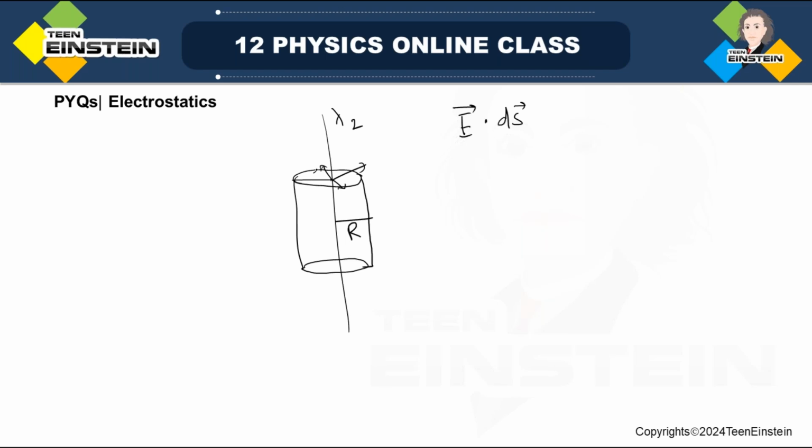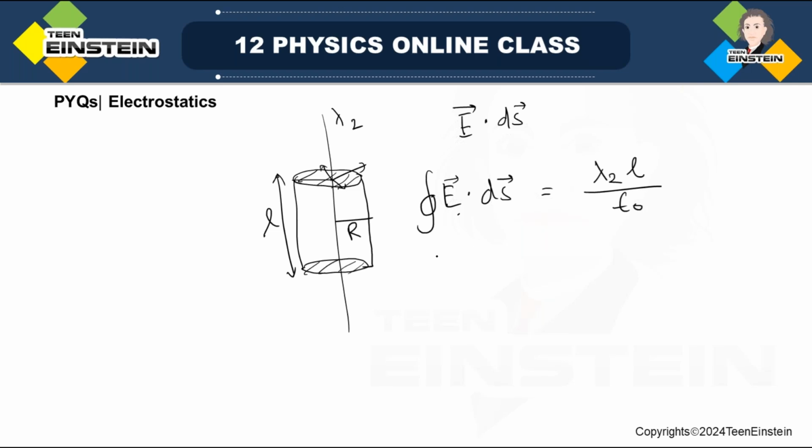Now, due to the flat surfaces, the electric flux will be 0. So only the curved surface will have electric flux. So there will be flux through the curved surface. So Gauss's law we apply. For a closed surface, E dot ds is equal to the charge. Suppose I have considered a Gaussian surface of length L. So lambda 2 into L divided by epsilon naught. This is Gauss's law.